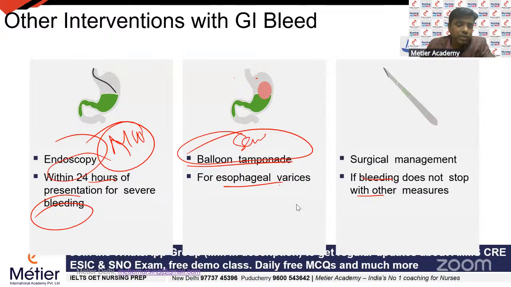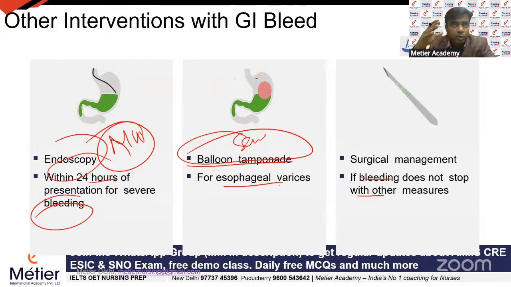Overall, if you are receiving a suspected GI bleed patient, what do you do immediately? They advise endoscopy, and then go for tamponade, especially for esophageal varices. I am focusing only on esophageal varices, the major condition, because of alcoholic liver disease.